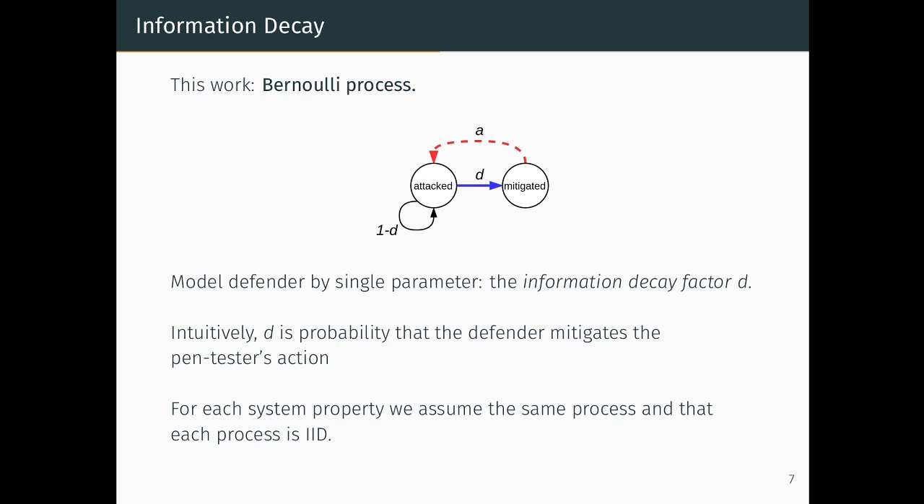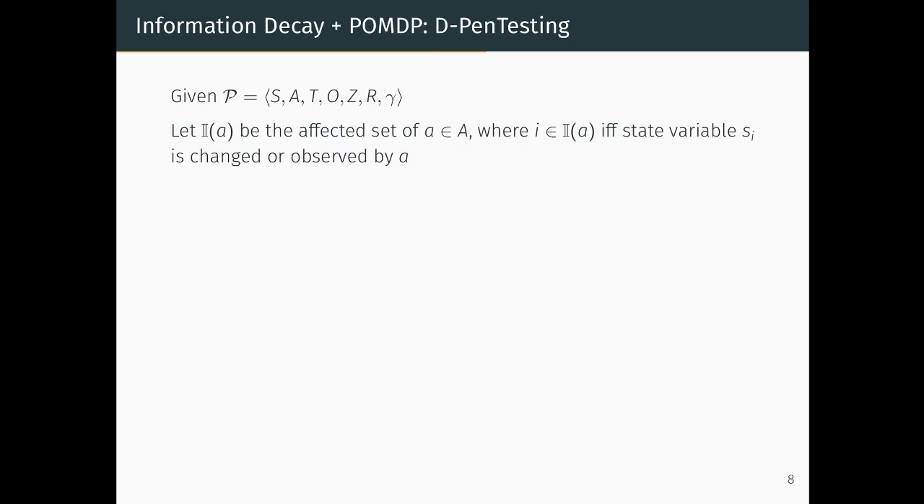A key advantage of using the Bernoulli process to model the defender is the ease in which we can incorporate it into an existing POMDP model, requiring only a small modification to the transition function and requiring no changes to the state space. Specifically, given a value for the decay factor, we define a new model which we refer to as D-pen testing, which we define as follows.